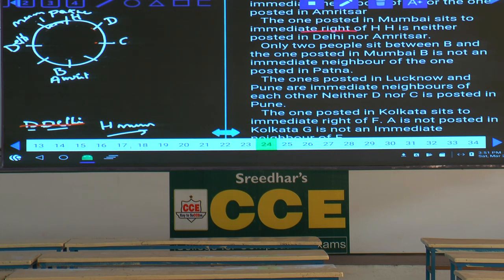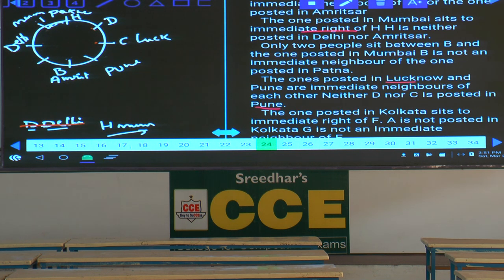Then, Lucknow and Pune must be adjacent to each other. The one posted in Lucknow and Pune are immediate neighbors. Neither D nor C is posted in Pune. D and C cannot be posted in Pune. Hence, the person from Pune must be here. Then, Lucknow must be here. This is the only possibility. And Lucknow and Pune were done. Delhi, Mumbai, Patna, Lucknow, Pune, Amritsar were done.